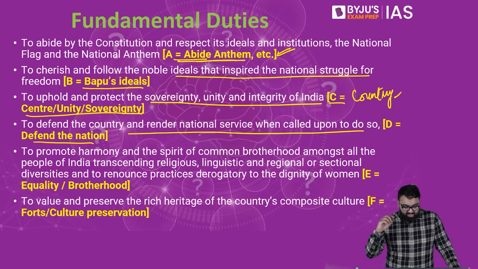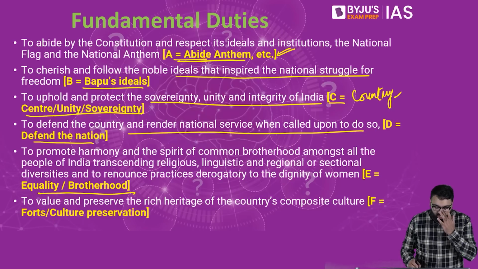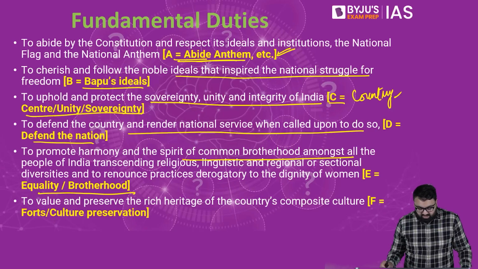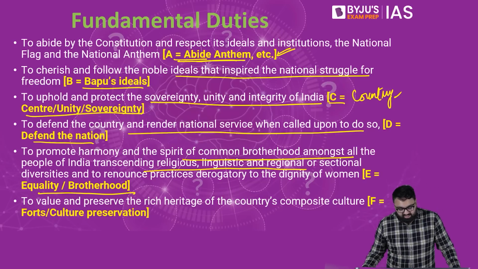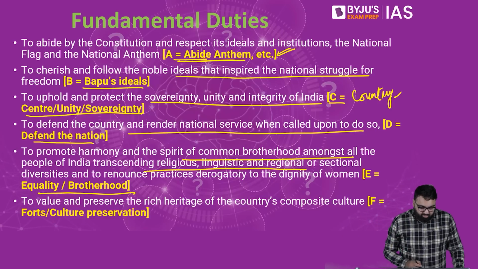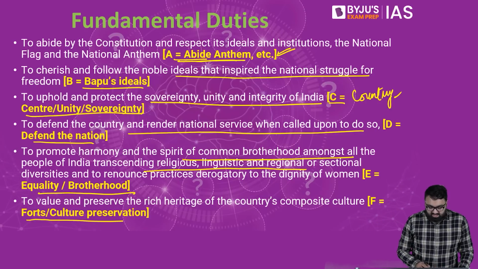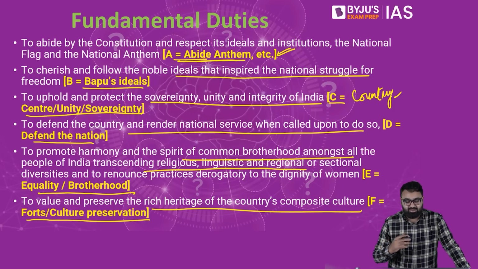What comes after D? E. E is for equality and brotherhood. So promote harmony, spirit of common brotherhood amongst all the people of India, transcending religious, linguistic, regional or sectional diversities. See how easy it is. A, B, C, D, E, and then comes F. F for forts, means culture and preservation. To preserve the rich heritage of the country's composite culture, such as the different forts that we have.